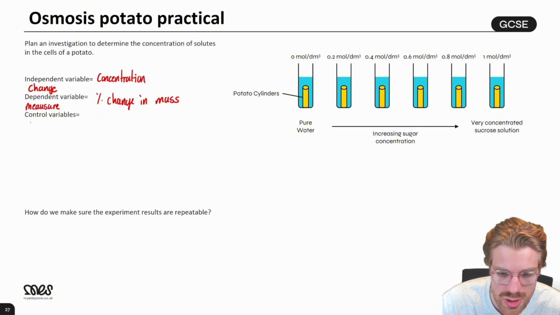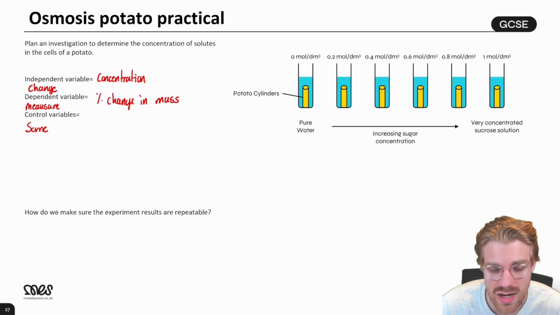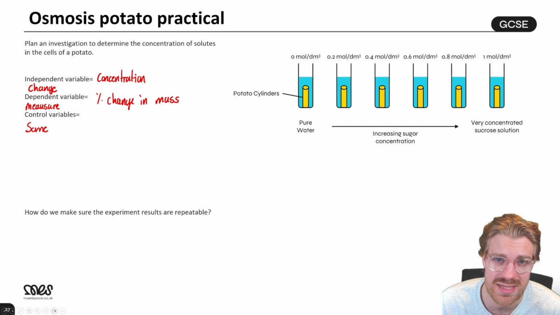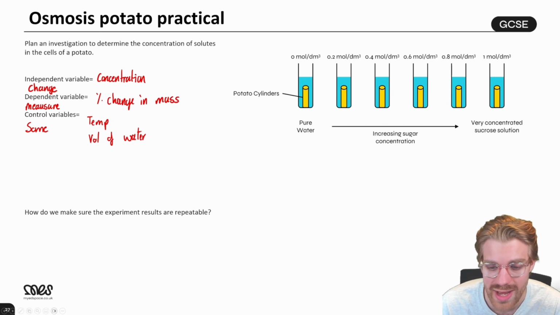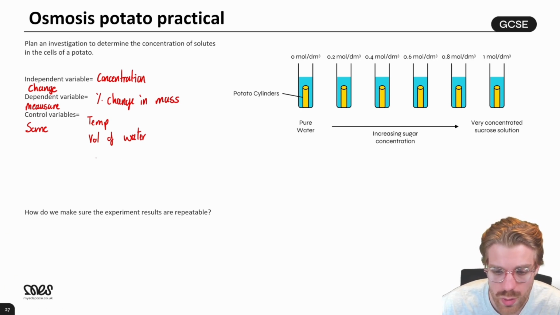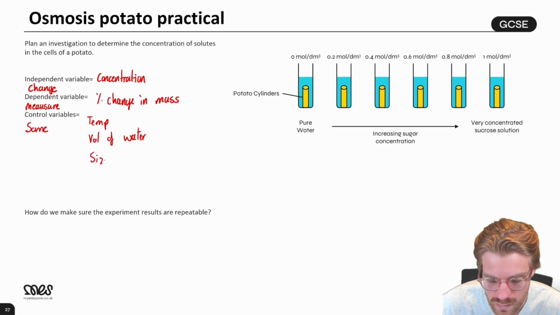And the control variables are what we are going to keep the same. These are factors that would affect the rate of osmosis, and so we need to keep them the same to make sure that the only thing that is affecting it is the concentration difference. So this could be things like the temperature. This could be things like the volume of water, making sure that there is an excess of solution or excess of water over the pieces of potato. But also we could think about the surface area or the size of the potato as well.